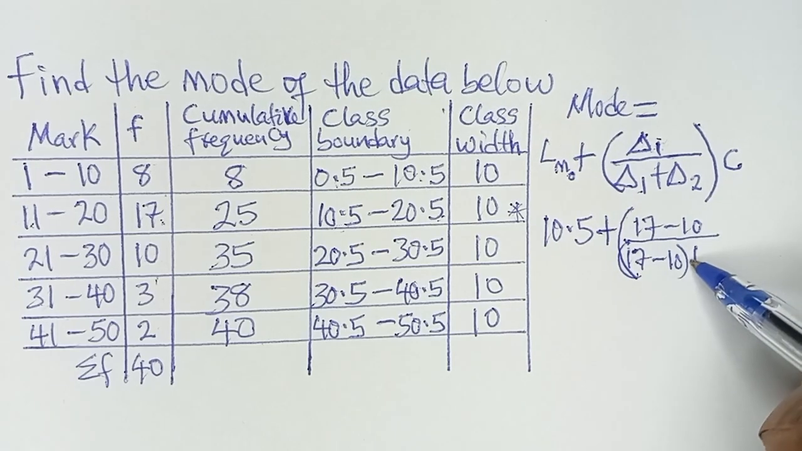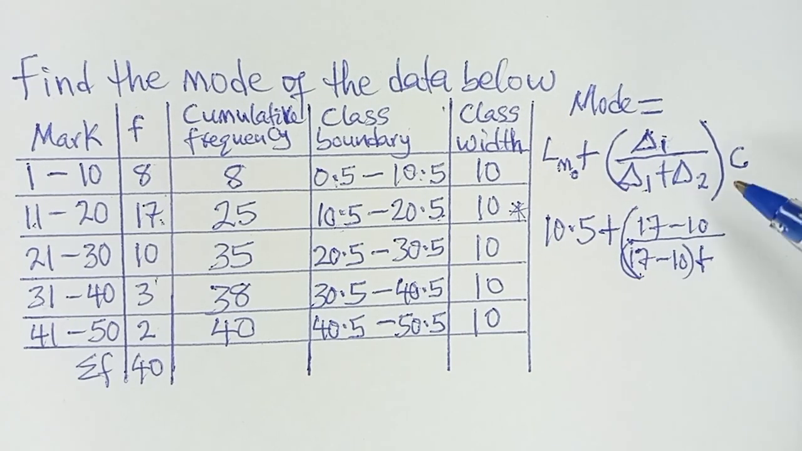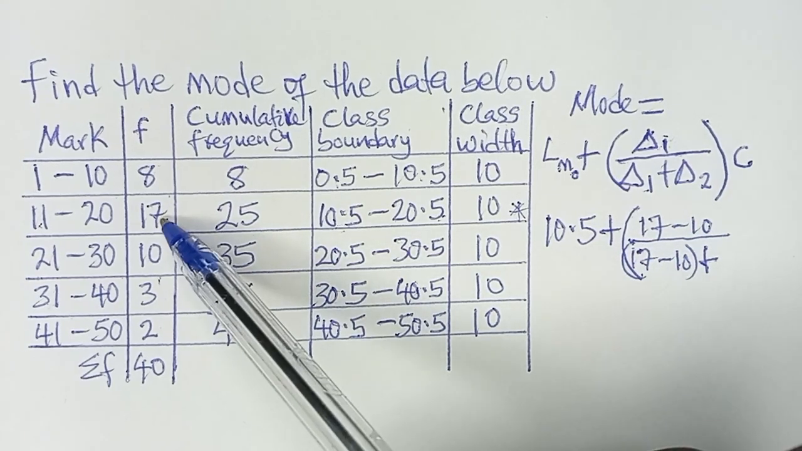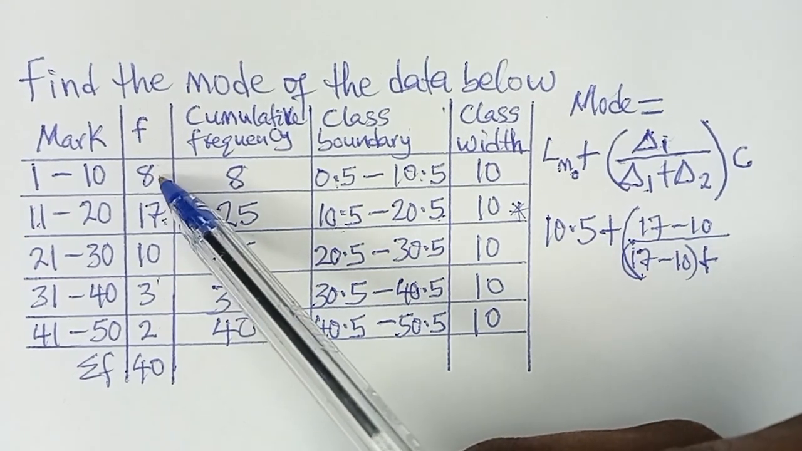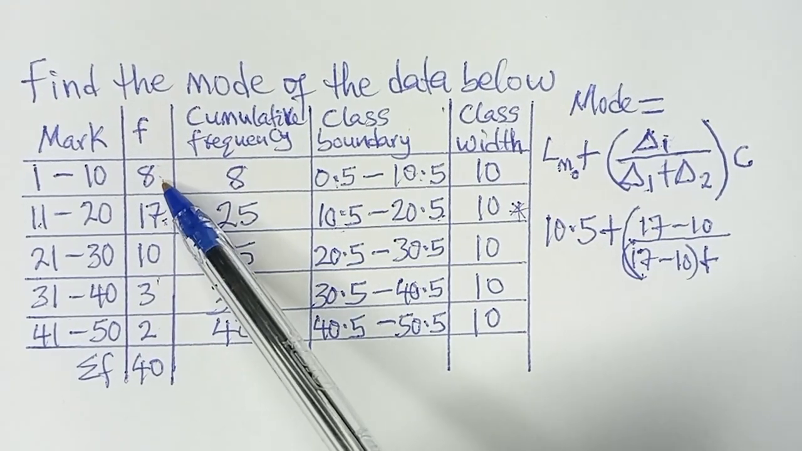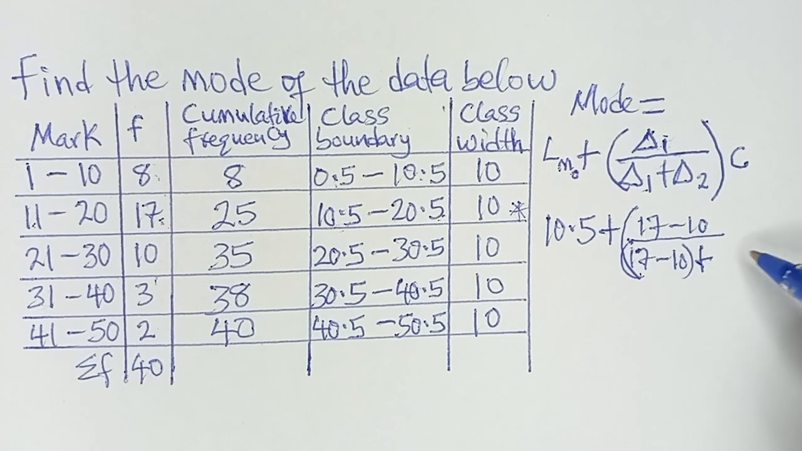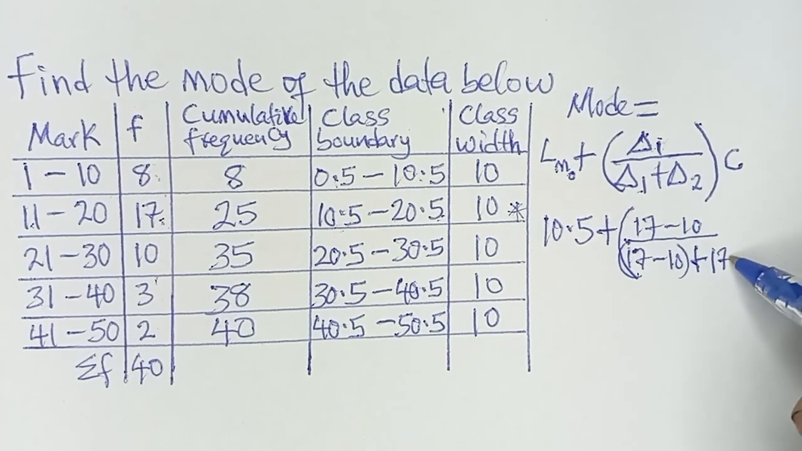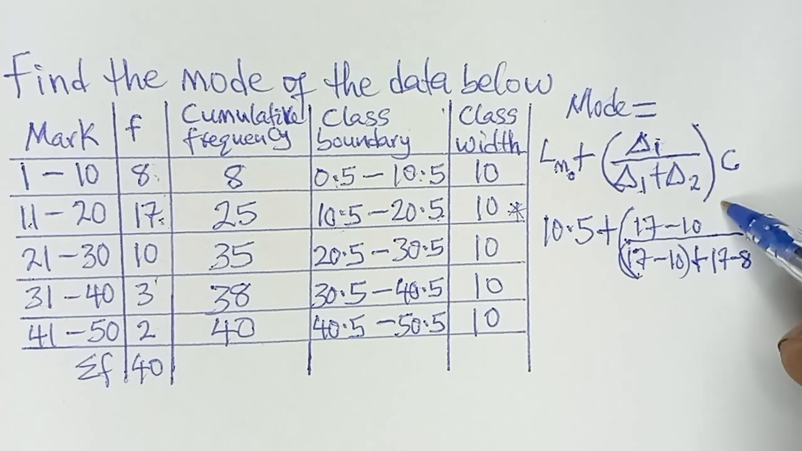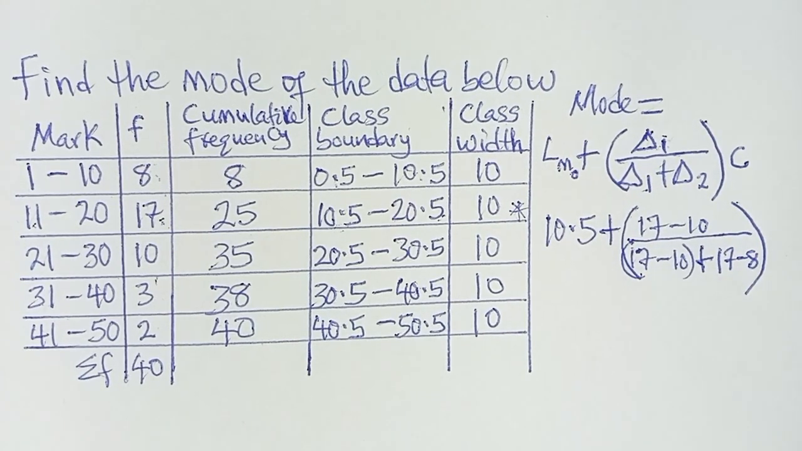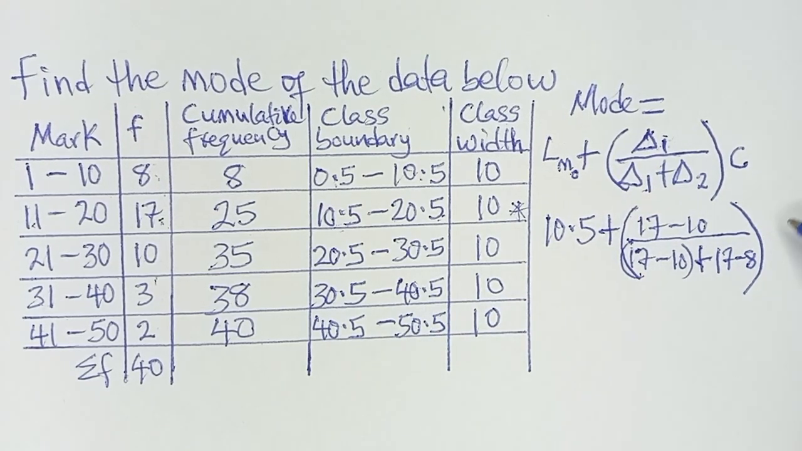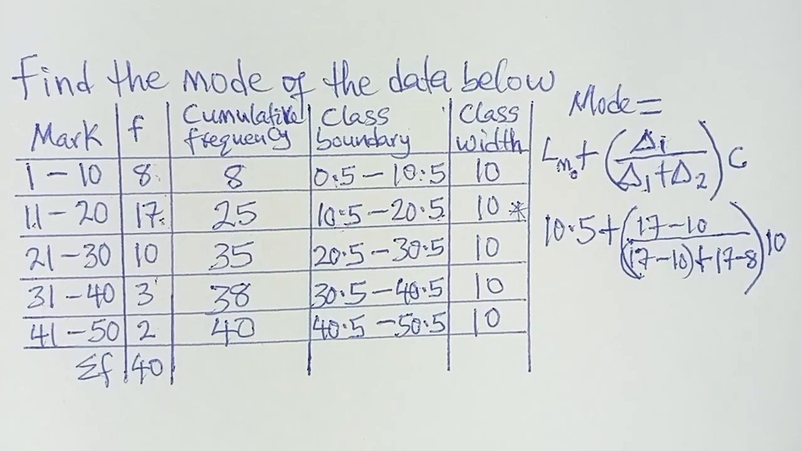And then plus, now this delta 2 is the difference between the frequency of the modal class and the frequency before it. So the frequency of the modal class is 17 and the frequency before it is 8. So the difference becomes 17 minus 8. And then all multiplied by the value of C, that is the class width. The class width is 10 throughout. So multiply by the class width 10.